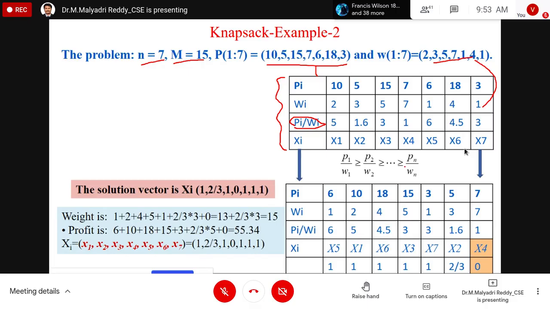What is the next step? I need to sort. Yes sir. So you need to sort according to the algorithm, P by W in decreasing order. I sorted it, right? If you sort, the corresponding position of elements changes. So from this, this one is the maximum.